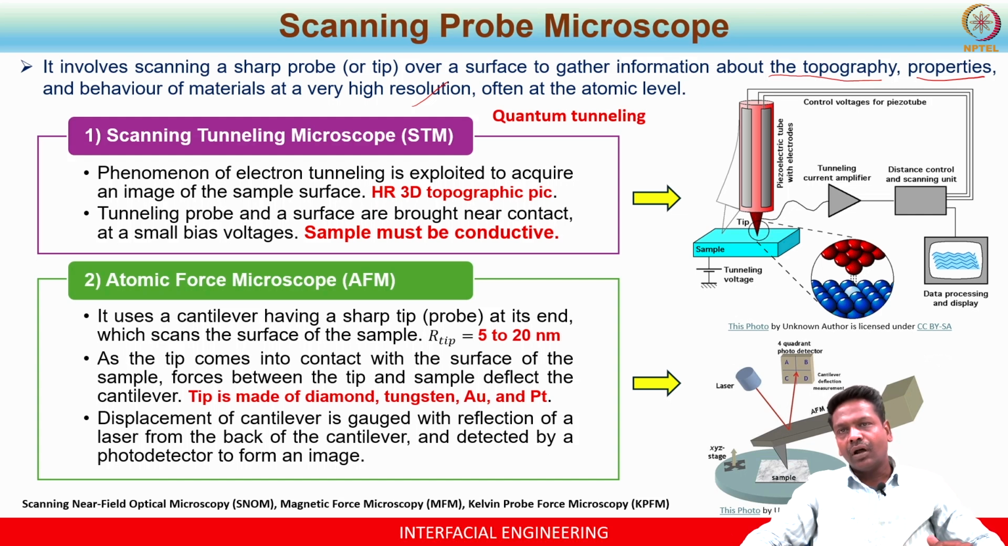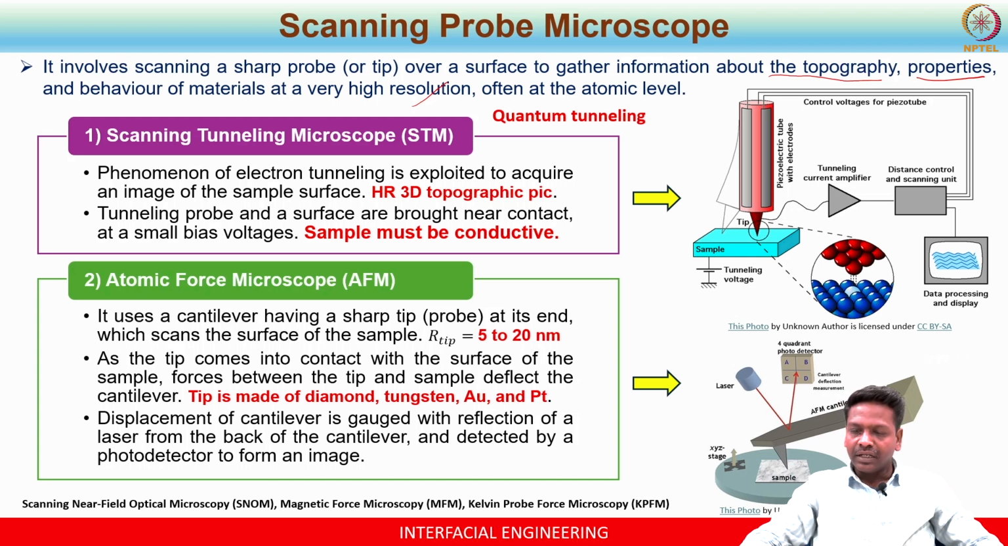Now as you move along the surface while scanning, whenever there is a change in the distance, that will be reflected in the flow of electrons. This change in the electron signal collected by the detector is processed to form an image. That's how the STM works. The advantage of STM is that you can collect a high resolution three-dimensional topographic image. The disadvantage is that the sample must be conductive. That is one disadvantage.